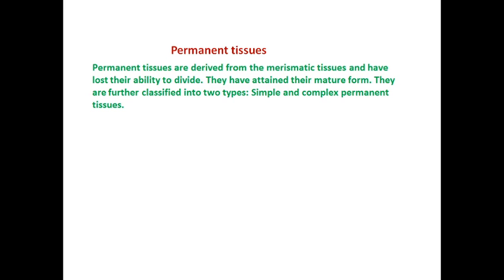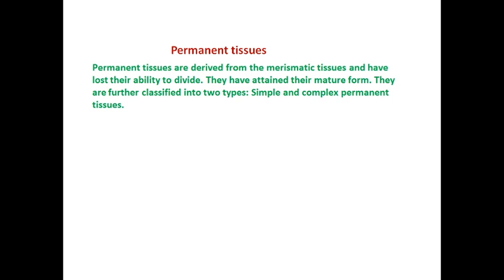Now coming to the second class of the tissues, that is the permanent tissues. Permanent tissues are derived from meristematic tissues actually. When meristematic tissues divide and differentiate, they form permanent tissues. And they have lost their ability to divide. In some cases, permanent tissues also divide, but not always. They have attained their mature form.